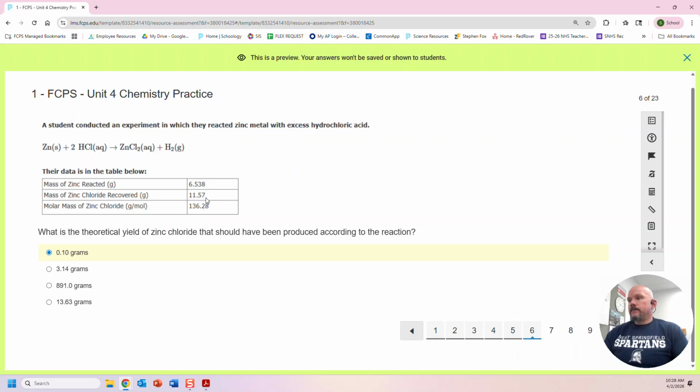And sorry, I clicked on that. That's not the right answer. But what we have to do is do stoichiometry to figure out, in theory, what we should get. And it's a 1-to-1 ratio. 1 mole of zinc chloride will be produced for every 1 mole of zinc that reacts. Okay. But this is how much zinc reacted. So what we need to calculate is how much zinc chloride we should have got, in theory, the theoretical yield. Okay.